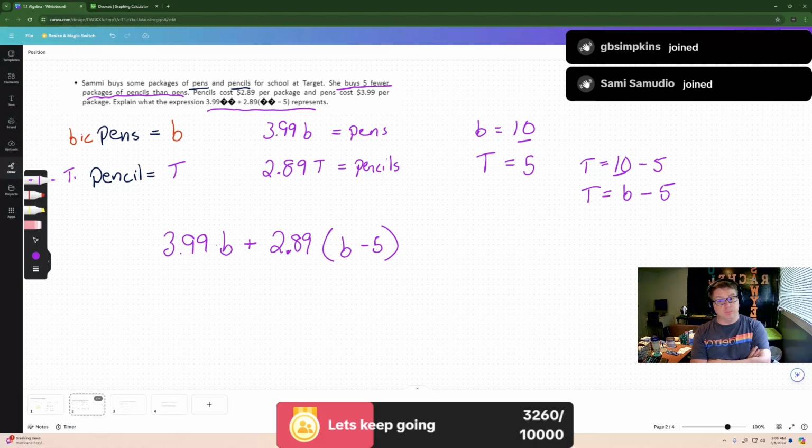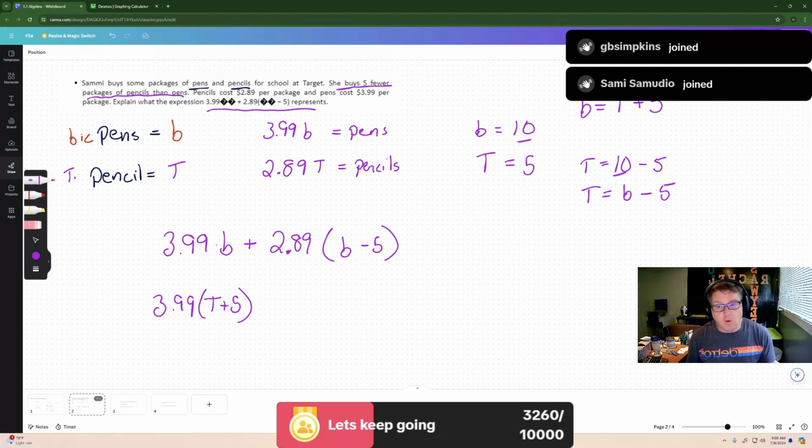Now, could we do the flip side of that and do just pencils? What if we only know pencils? Well, we could. But think about it: if I was given 5 pencils, how could I come up with 10 pens? Well, then I would know I would make T plus 5 to get to how many pens I have. So we could take this $3.99 and times it by T plus 5, because however many packs of pencils I have, I've got to add 5 to it to figure out how many pens I have.